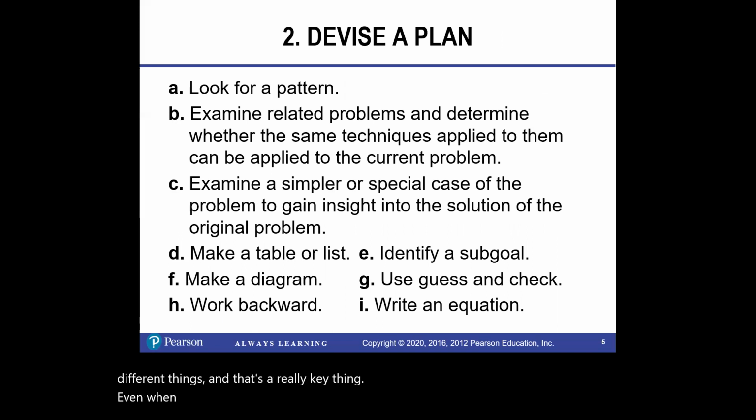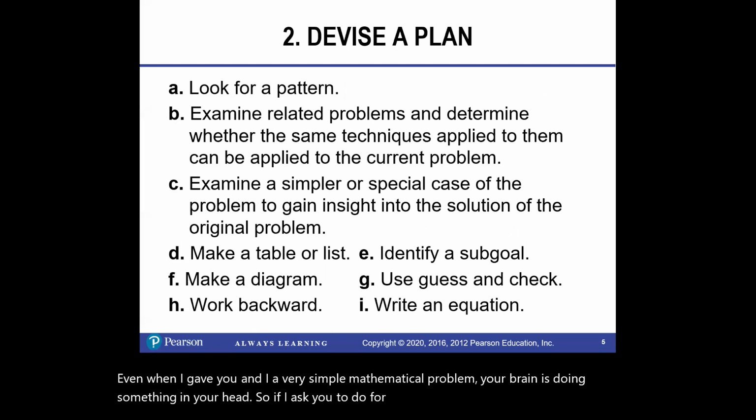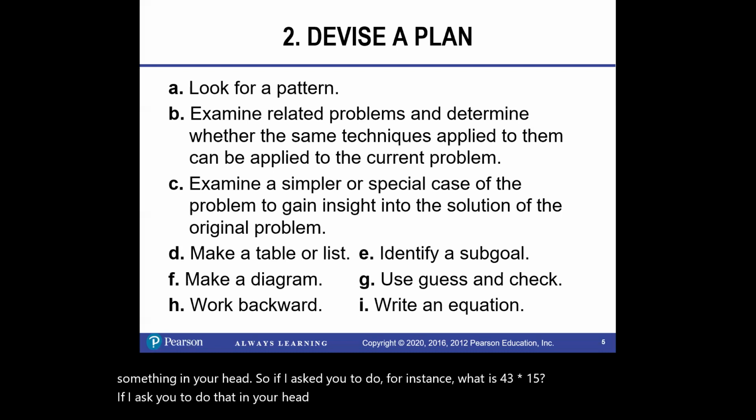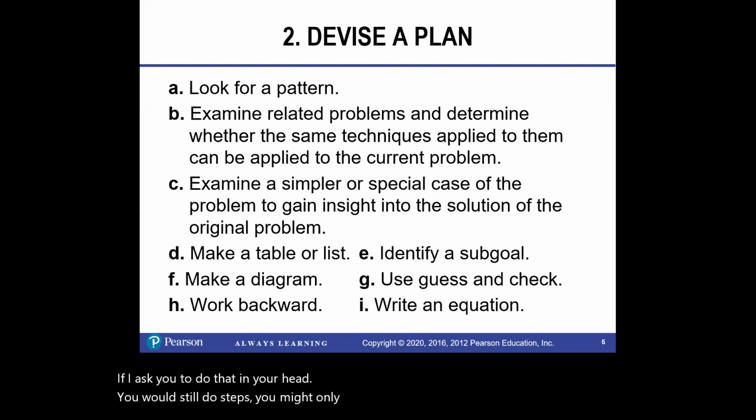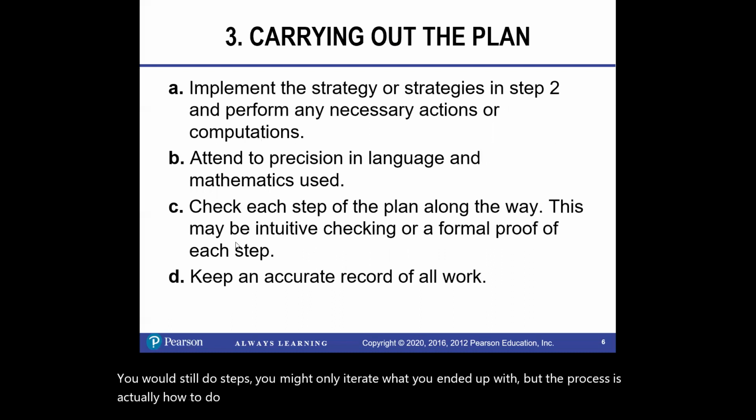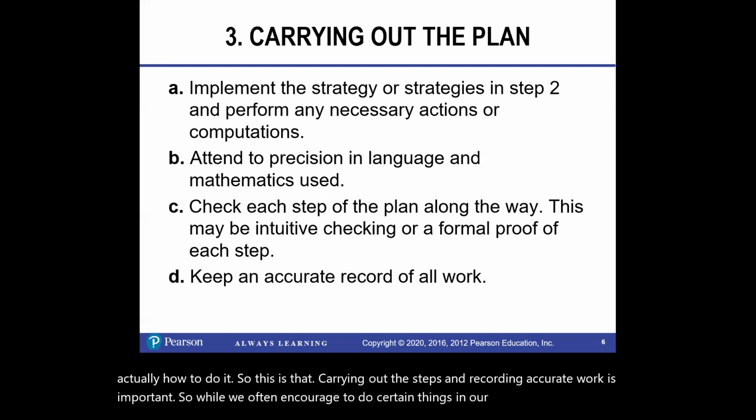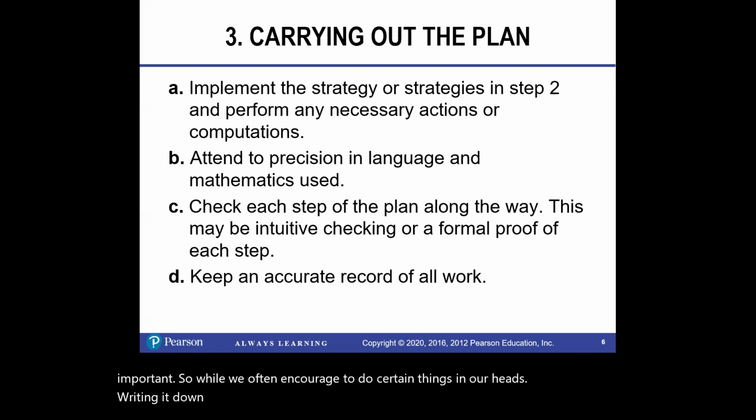Even when I give you a very simple mathematical problem, your brain is doing something in your head. So if I asked you to do, for instance, what is 43 times 15, if I asked you to do that in your head, you would still do steps. You might only say what you ended up with, but the process is actually how to do it. So this is that carrying out the steps. And recording accurate work is important. While we often encourage doing certain things in our heads, writing it down is really, really critical. And that's going to come up over and over again in this class.